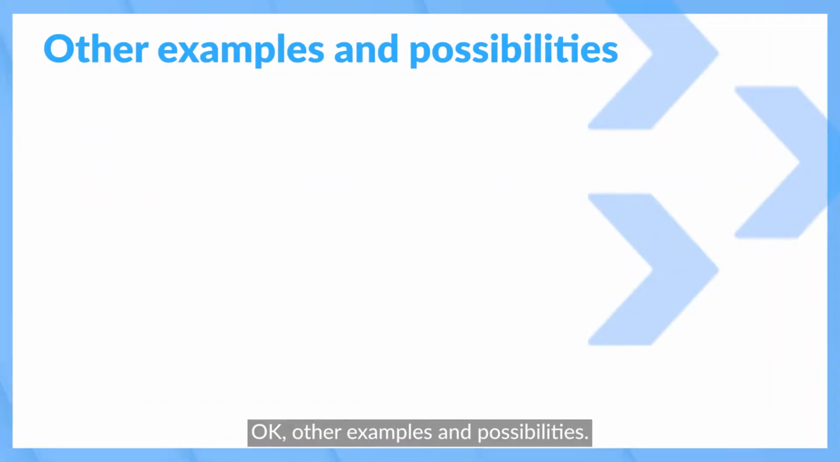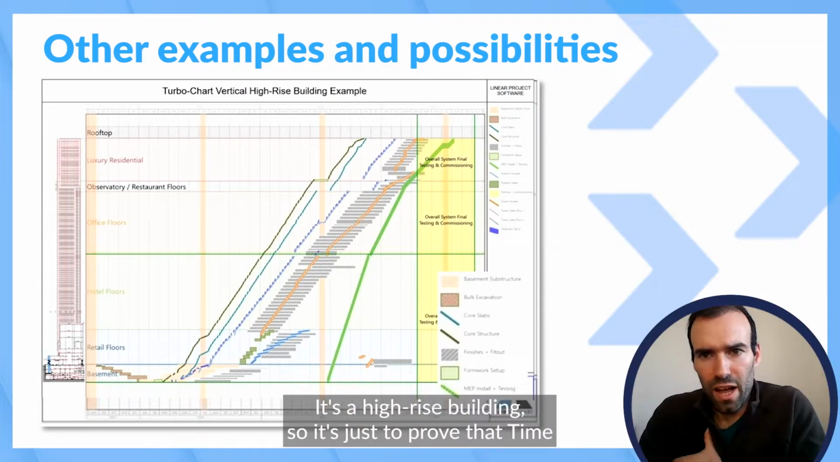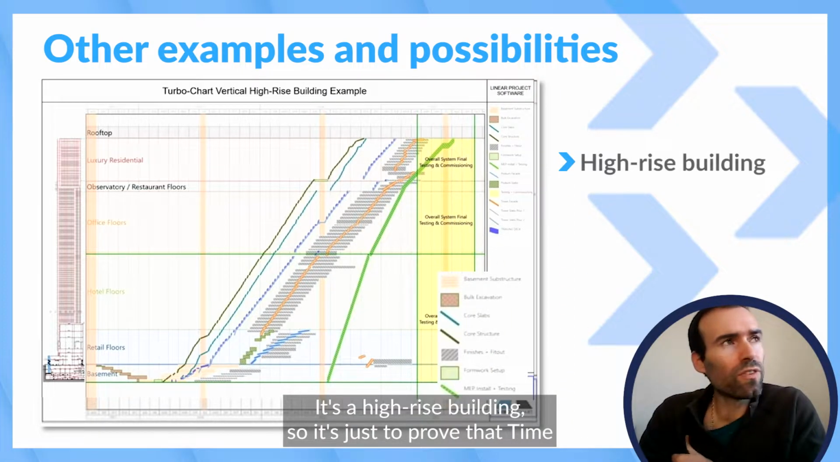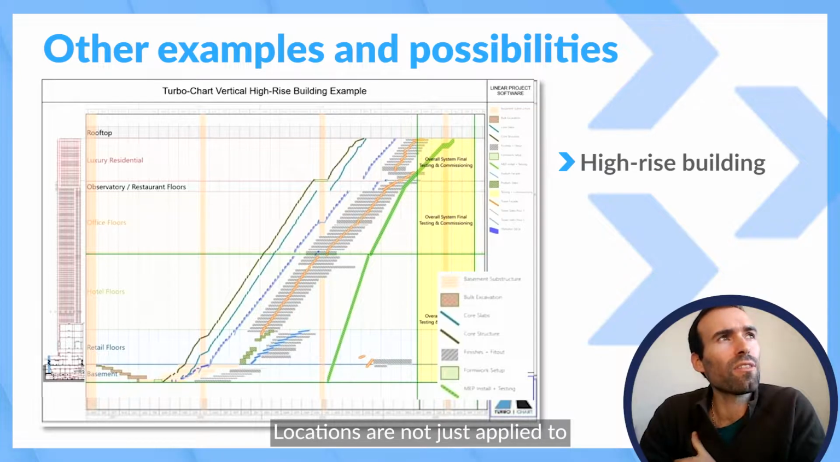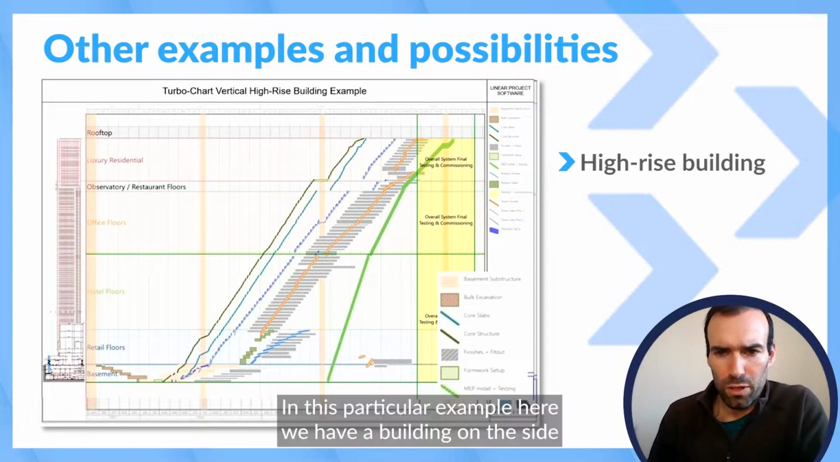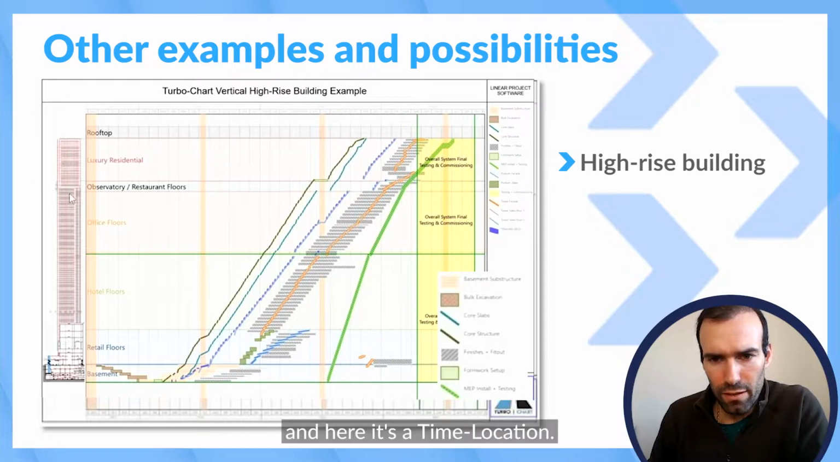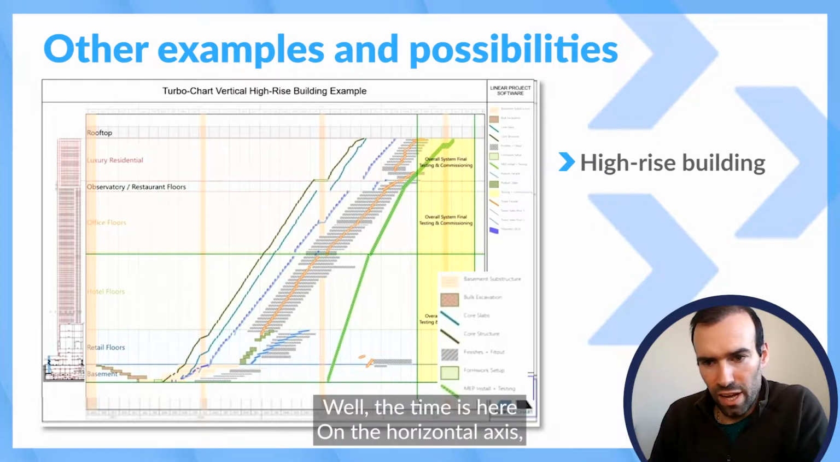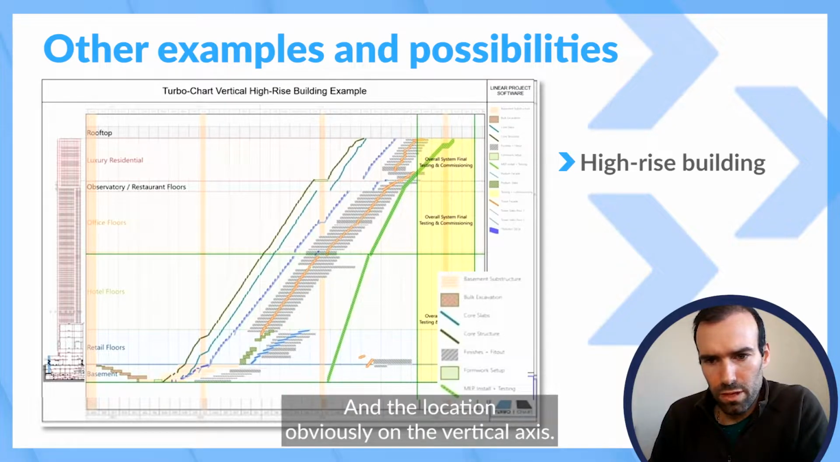Okay, other examples and possibilities. This is again not my example. It's a high-rise building, so it's just to prove that time locations are not just applied to linear projects, but they can be applied as well to buildings. This particular example here, we have a building on the side, and here it's a time location. Well, the time is here on the horizontal axis, and the location obviously on the vertical axis.